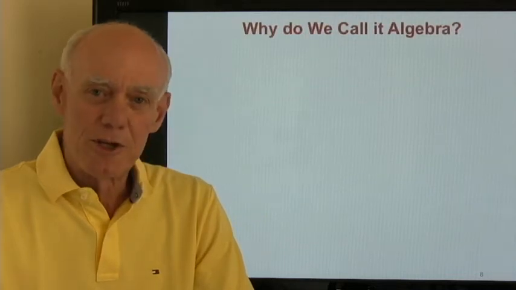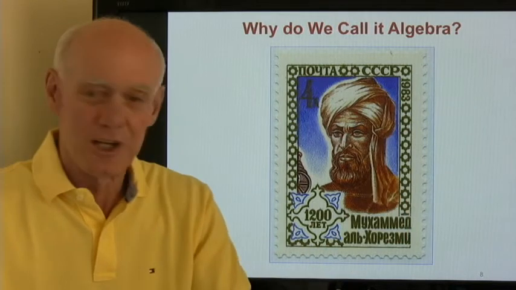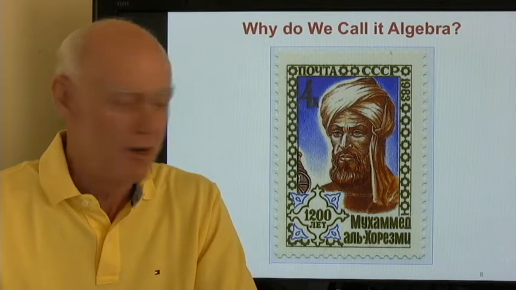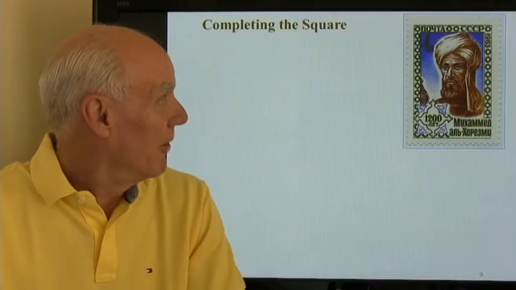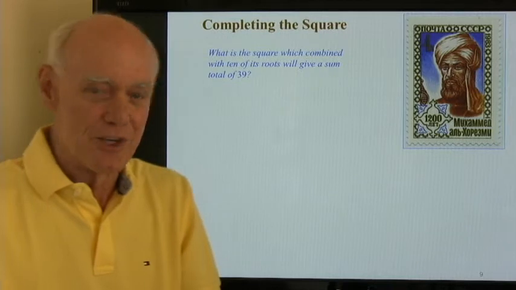Okay, so remember when we talked about why we call it algebra, and we answered the question, well, it's because of the first algebra book written by Al-Khwarizmi around the year 800. Well, look what I found here. A problem on completing the square, actually right out of Al-Khwarizmi's book.